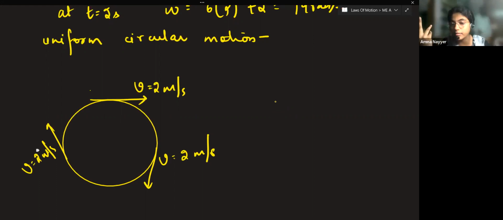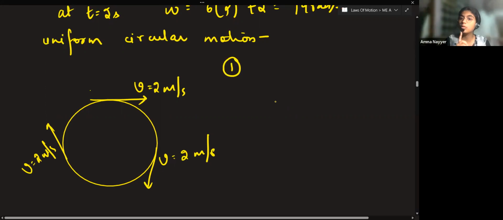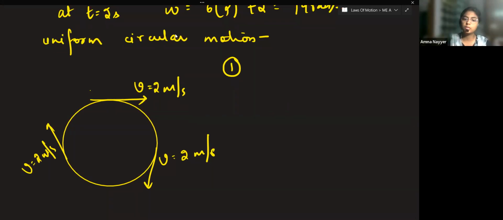So how will you identify? First thing, if the magnitude of linear velocity remains constant, like here, v is equal to 2 meters per second. At every point where I had considered, the magnitude was 2 meters per second only. So if you notice and encounter such a case, quickly note that this is your uniform circular motion.